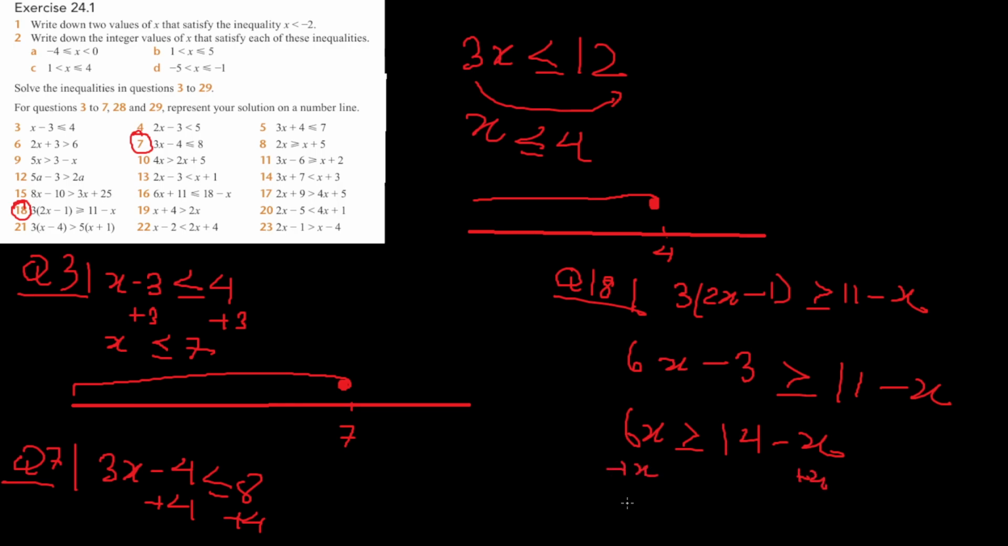So it would be 7x. And since we add an x here, it's just going to be 0. So 7x is 14, we can just simplify this, so 2. So that would be our inequality: x is greater than or equal to 2. We don't have to write this because it says not to, so we'll just continue. Let's do number 28.